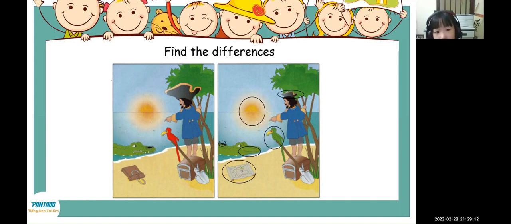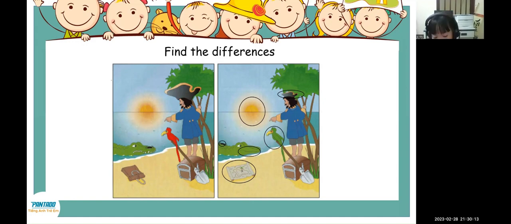Okay, in picture one, the spider is on the crocodile's mouth. But in picture two, the spider is on the back of the crocodile. In picture one, the crocodile has teeth, but in picture two, the crocodile doesn't have teeth. In picture one, there is a bag on the sand, but in picture two, there's a map on the sand. In picture one, the sun is very big, but in picture two, the sun is very small. Or picture one, the sun is bigger than picture two.